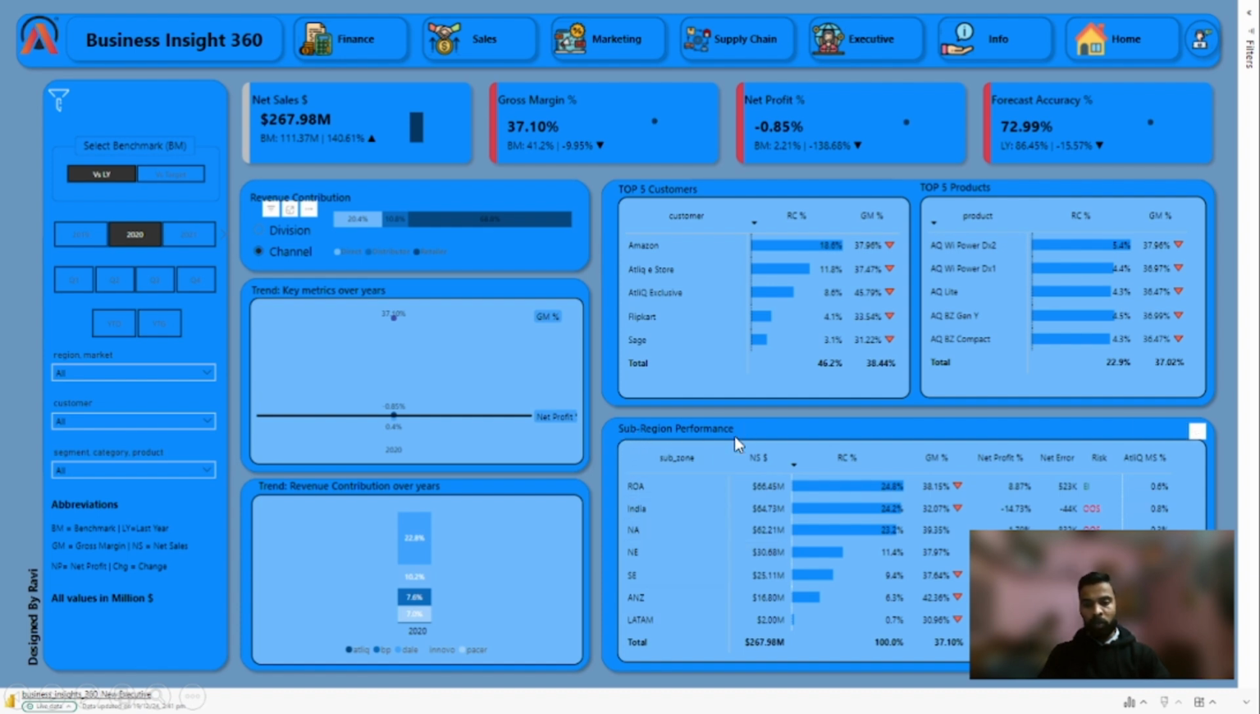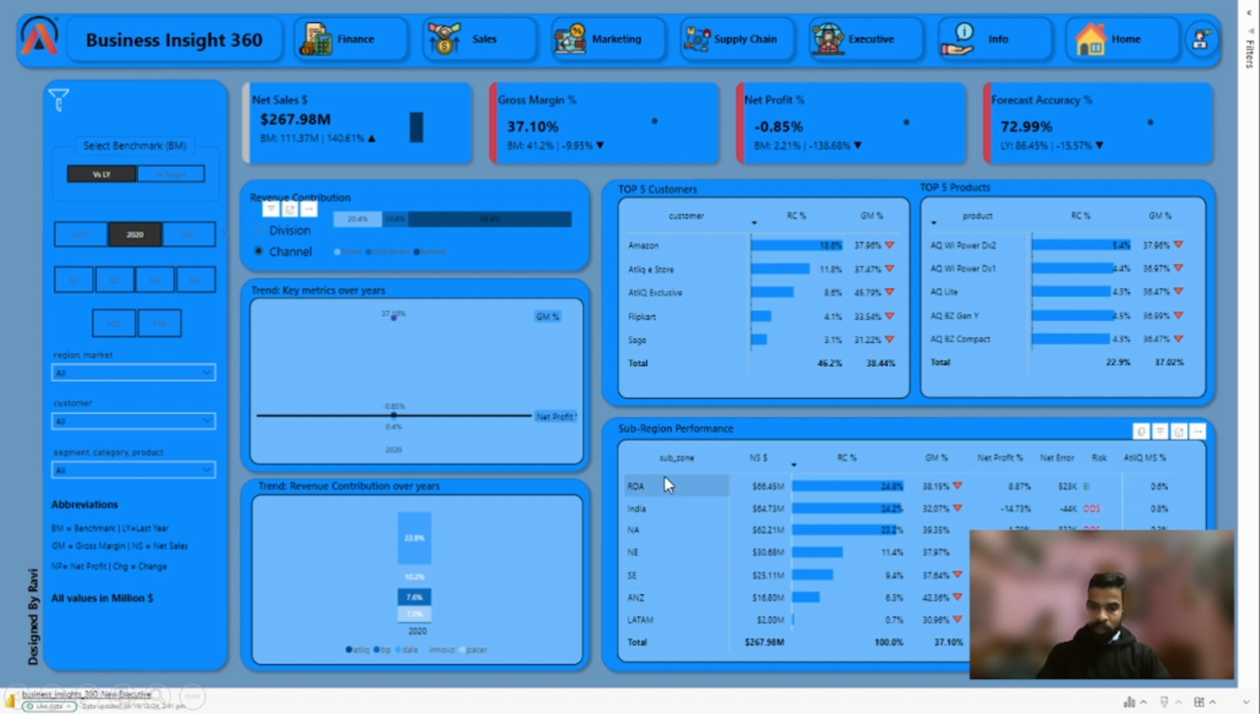So the sub-region performance. We can see that the ROI region has more revenue contribution with 24.8%, and market share of Atlic Hardware in this region is 0.6%. India has a revenue contribution of 24.21%, and here we have a gross margin that has decreased. This line from the previous year has decreased, and net profit, net error too, and Atlic Hardware's market percentage in the India region is 0.8%.